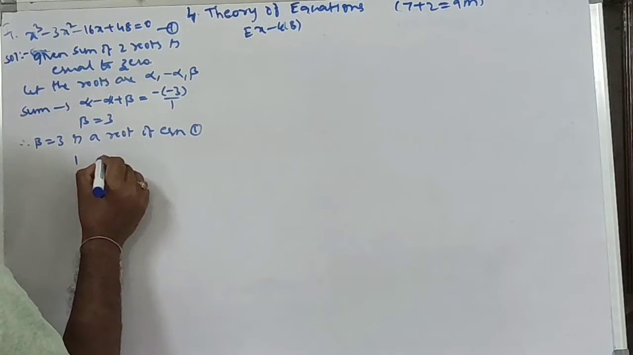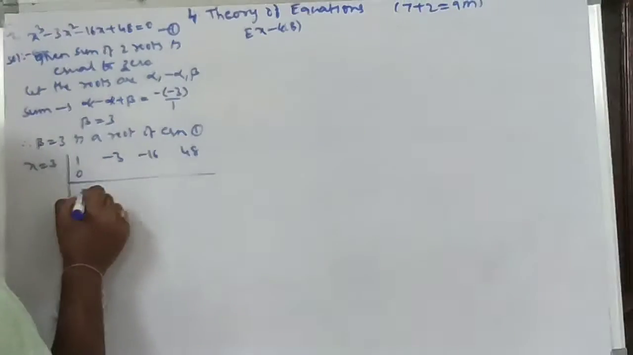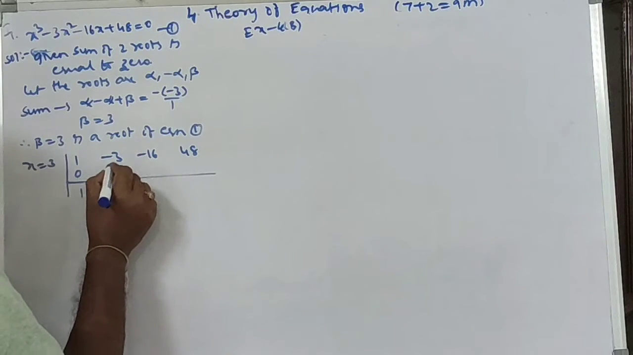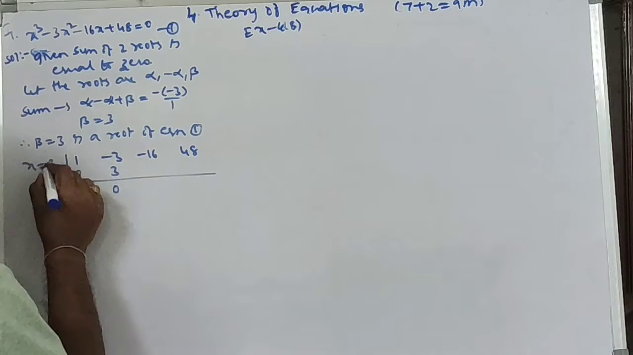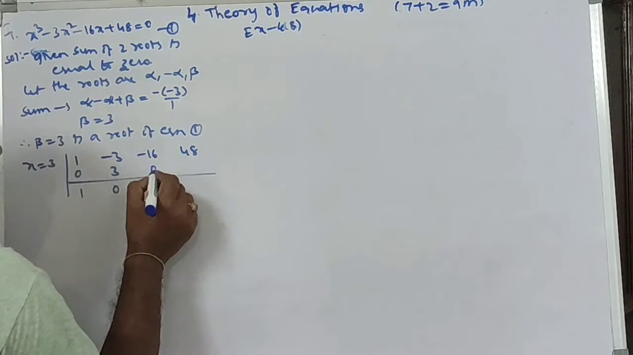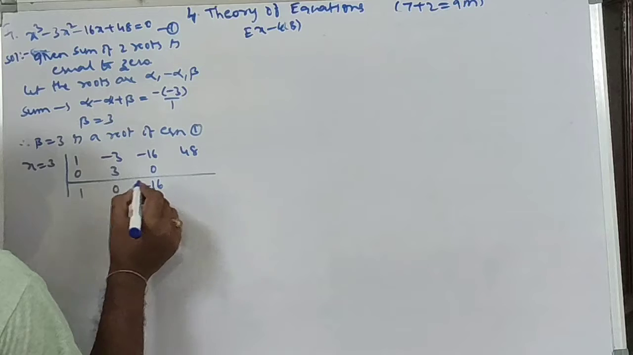1, minus 3, minus 16, 48. x equal to 3, keeping 0 first. 1 plus 0 is 1. 3 into 1 is 3. Minus 3 plus 3 is 0. 3 into 0 is 0. Minus 16 plus 0 is minus 16. 3 into minus 16 is minus 48. 48 minus 48 is 0. So the quotient is x square plus 0x minus 16 equal to 0.